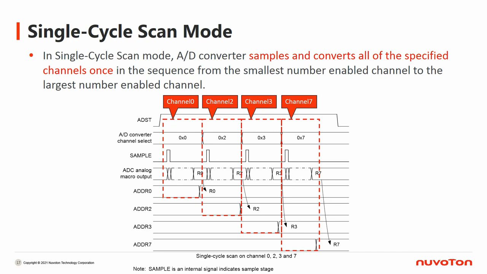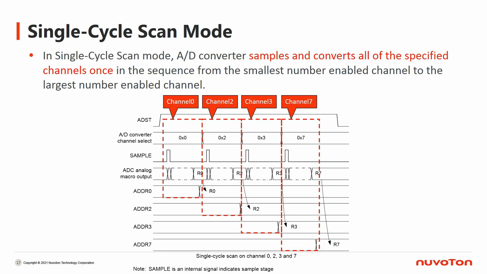When the ADST bit is set to 1, analog to digital conversion starts. It will scan in order: channel 0, channel 2, channel 3, channel 7. Each result will be stored in the corresponding register. Like the channel 0 result will be stored in ADDR0. The channel 2 result will be stored in ADDR2, etc.